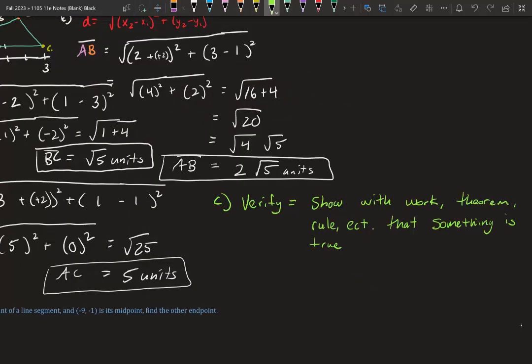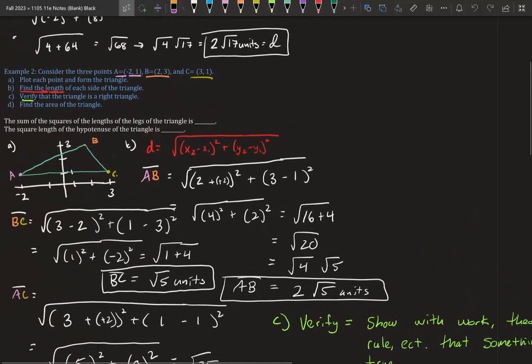So verify, that might be a new word to us in math class. You're going to see that especially in trigonometry and calculus. Verify means to show with work, a theorem, a rule, a postulate, just showing using stuff in math that something is true. So what we're trying to do is verify that this is a right triangle. We're trying to prove using math, using rules, using theorems that this is a right triangle.